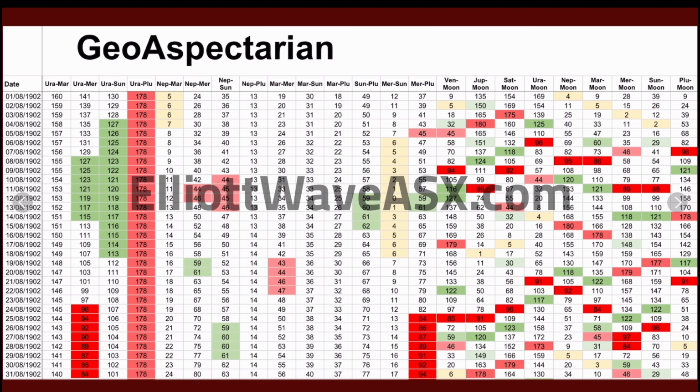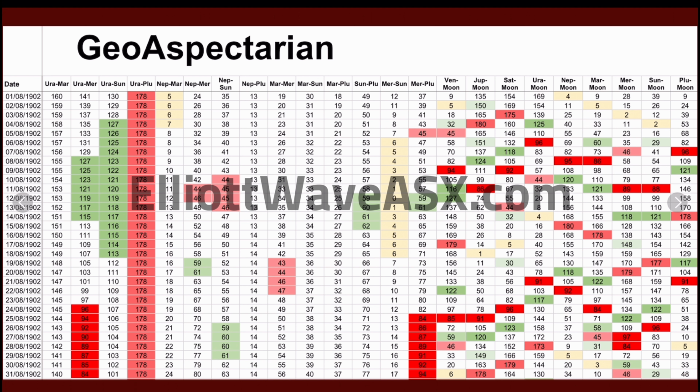So you can use these Aspectarians in a few ways, and it's called a geo-aspectarian because it's geocentric, which means it's looking from the Earth. We do actually have a helio-aspectarian, which has all the aspects pre-calculated if you were looking from the Sun. For this work, most people use geocentric, but there are some that use heliocentric too, so that's why we've got two types.